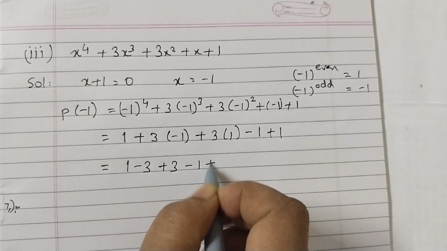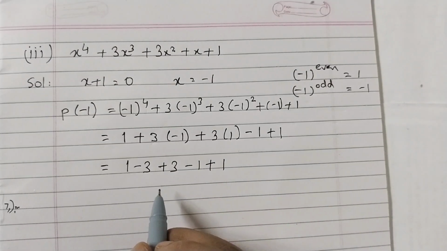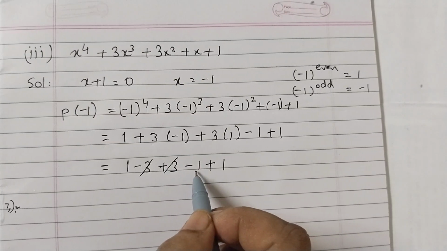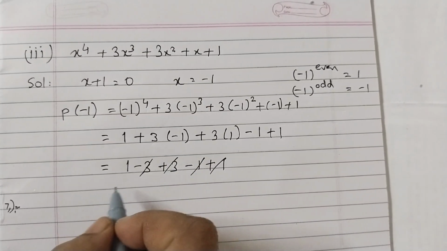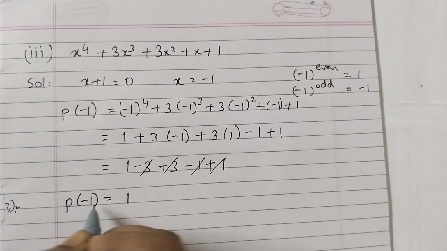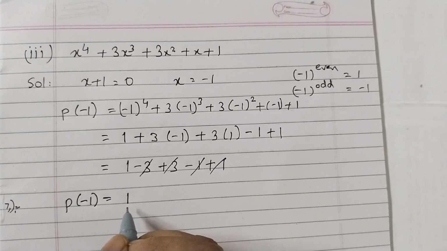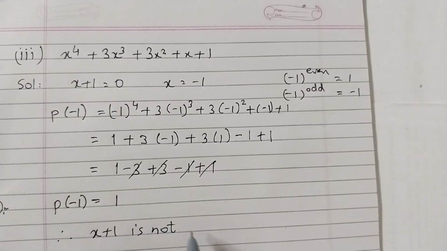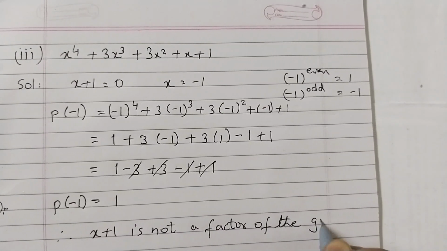Minus 1 plus 1. Now let's see what we can cancel out. Minus 3 plus 3 becomes 0. Minus 1 plus 1 becomes 0. So this is equal to 1. We are getting P of minus 1 is equal to 1. This is not a 0. Therefore, this means that x plus 1 is not a factor of the given polynomial.